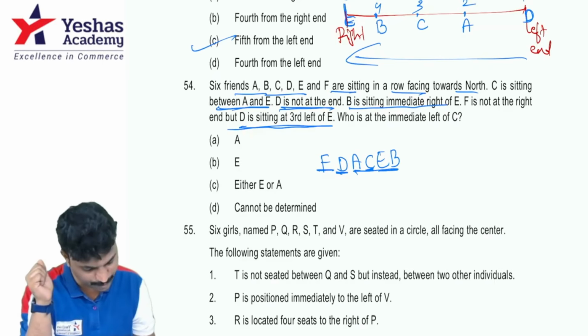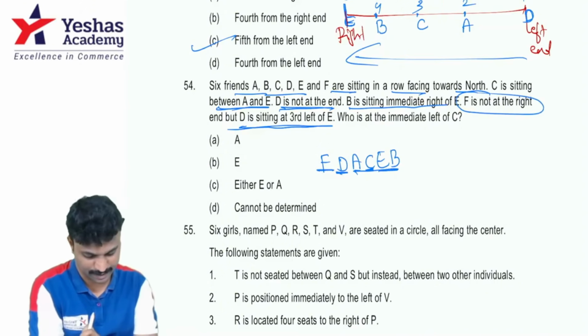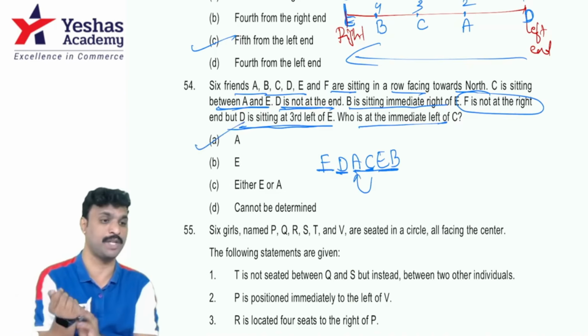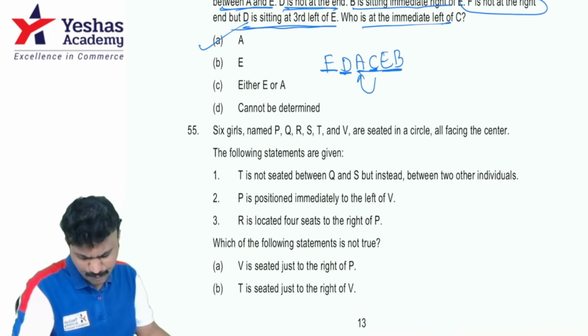And they've said something about F. F is not at the right end. F can be at the left end. Correct? Who is at the immediate left of C? Immediate left of C is A only. Option A is the right answer. Have you all understood? Guys, moving on to the next question.